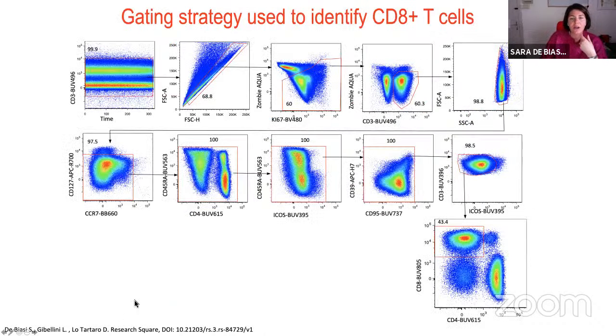So this is the gating strategy, again used to identify CD8 positive T cells. Here we clean all the data, we identify CD3 positive cells, and we put a keeper gate in order to remove aggregates and unwanted populations. We clean for physical parameters, we put a gate on all the fluorochrome aggregates, and then we were able to identify CD8 positive T cells.